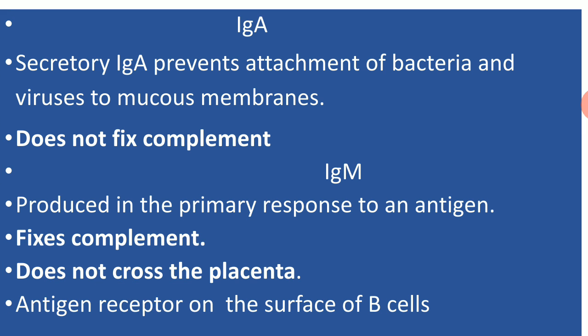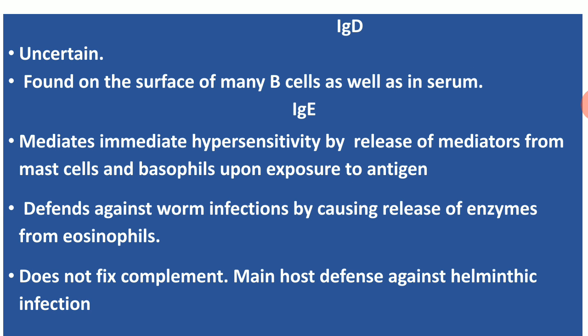Immunoglobulin A is secretory. It prevents attachment of bacteria and viruses to mucous membrane. It does not fix complement. Immunoglobulin M is produced in the primary response to an antigen. It fixes complement and does not cross the placenta. It is the antigen receptor on the surface of B cells. Immunoglobulin D is uncertain in function. It is found on the surface of many B cells as well as in the serum.